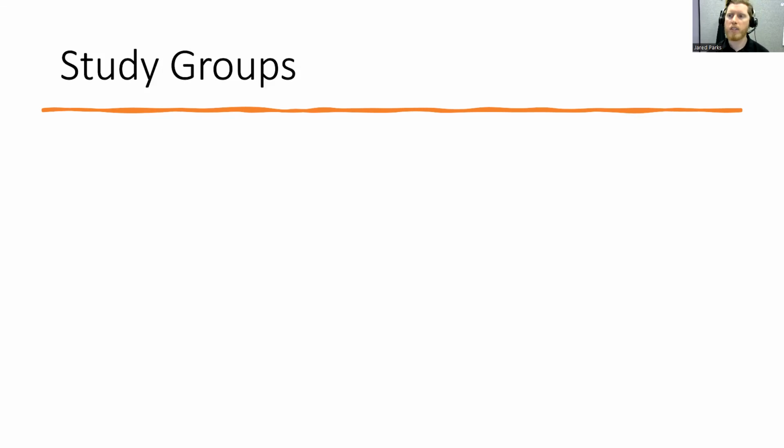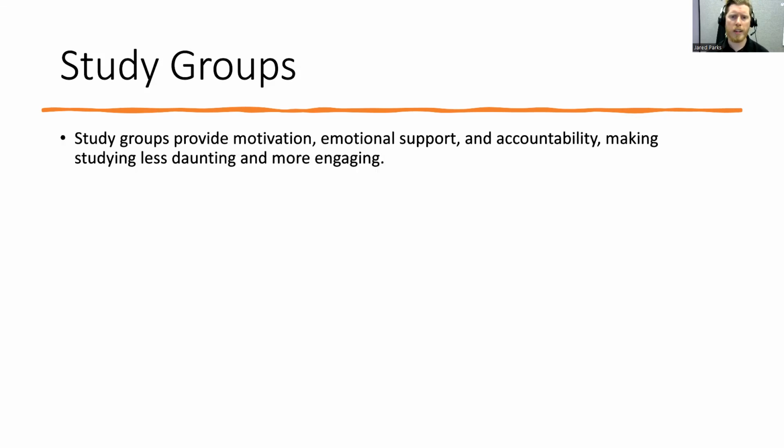One way is study groups. Study groups are really good for a math class. Depending on the math class, you're either teaching yourself, like Math 091 and 092, or a lot of times you're doing homework by yourself. And if you've struggled with math or it's not your favorite, it can be difficult to see if you're correct, or to explain it, or to pick it up on your own. So study groups provide motivation, emotional support, and accountability, making studying a lot less daunting and more engaging.